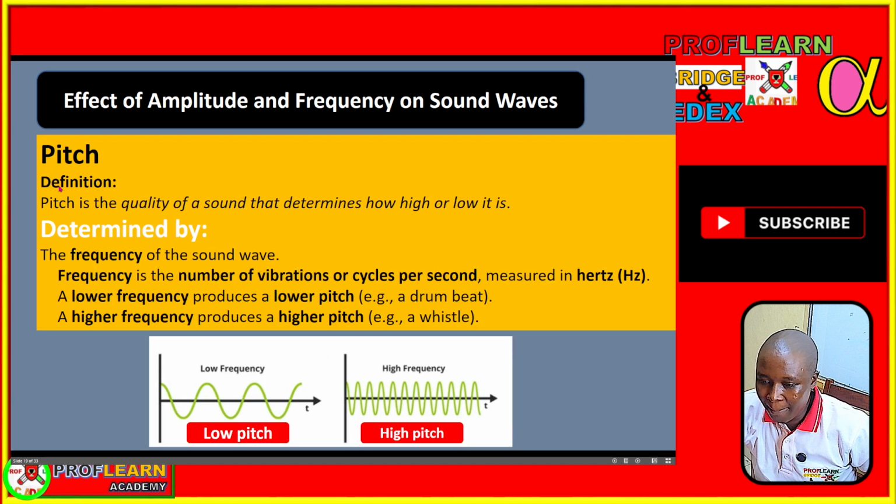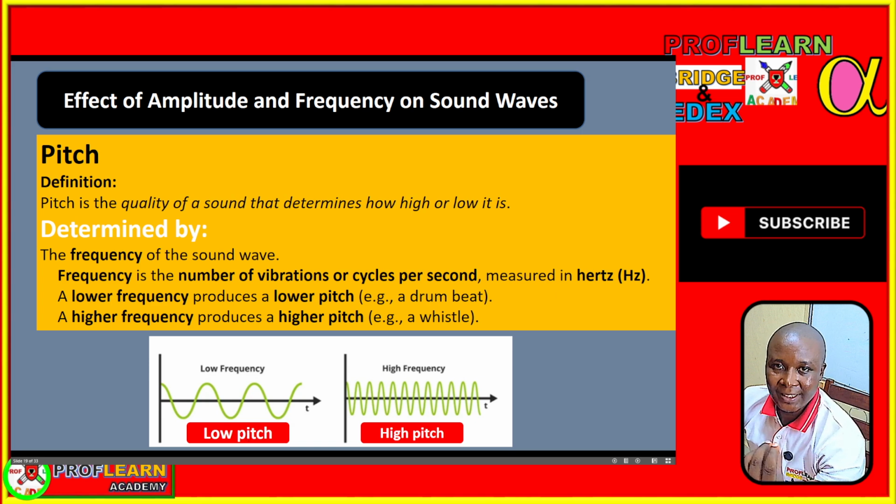But if we are talking about the pitch of sound, you look at the frequency. If a sound is making more turns per second, it means it has a higher frequency, and that type of sound is said to have a high pitch. Look at a whistle. A whistle produces a sound of high pitch. But a drum produces a sound of a low frequency, which has a low pitch.